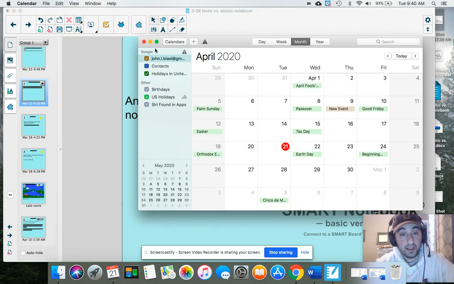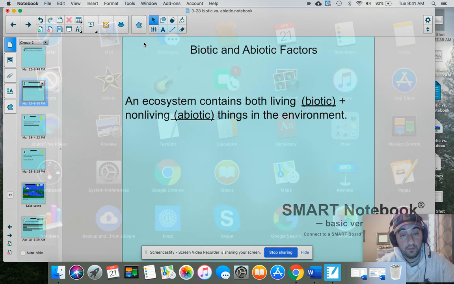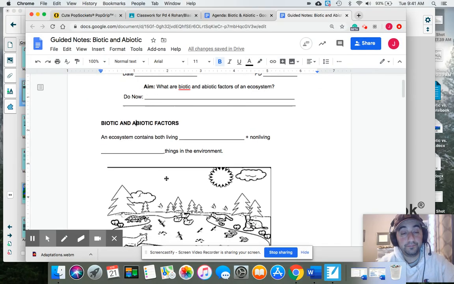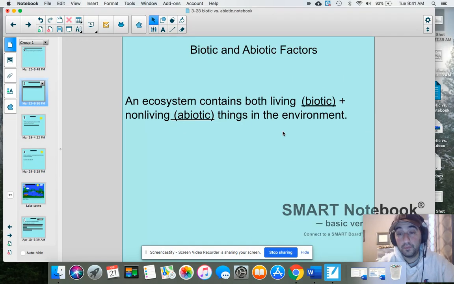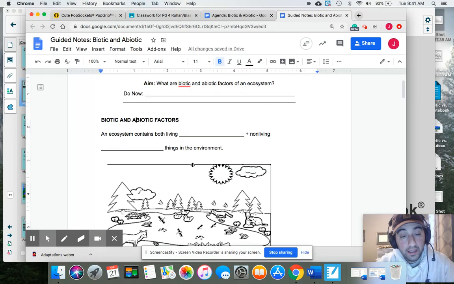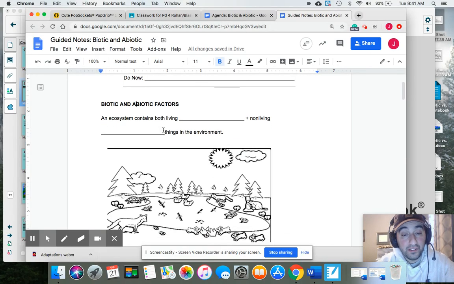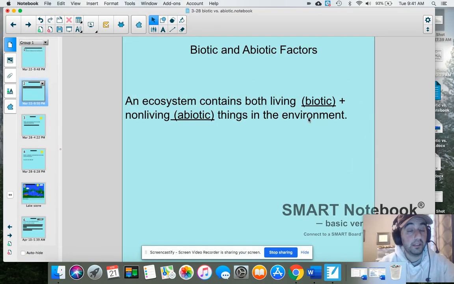Let me close this calendar. So any working ecosystem or any well-developed ecosystem contains both living, which means biotic, and non-living, abiotic things in the environment. So press pause on this video and go ahead and fill in your guided notes, what's underlined.